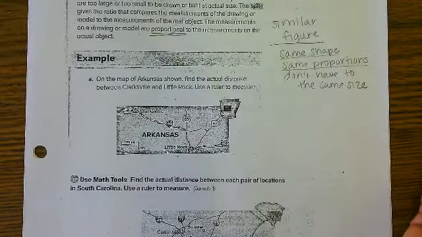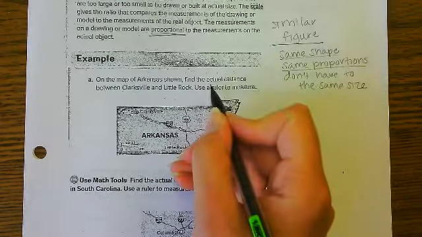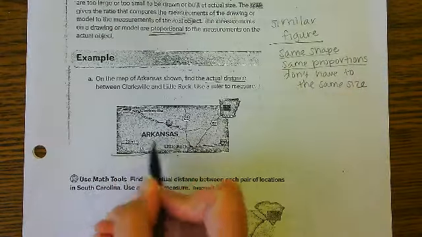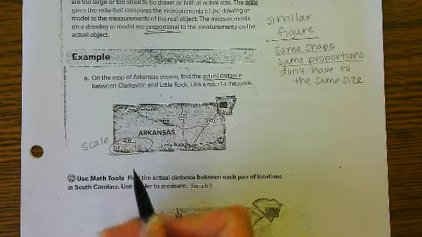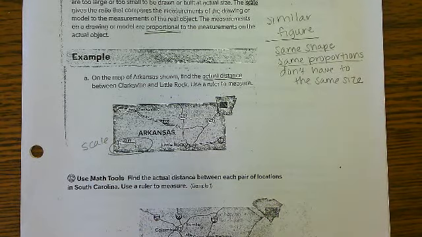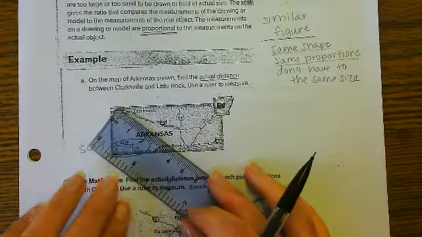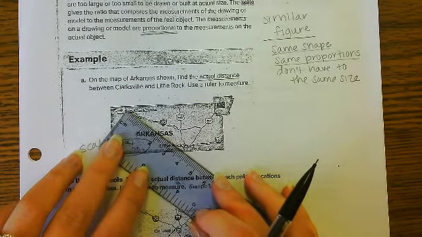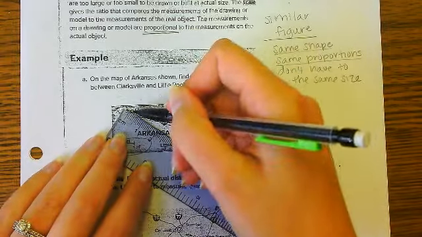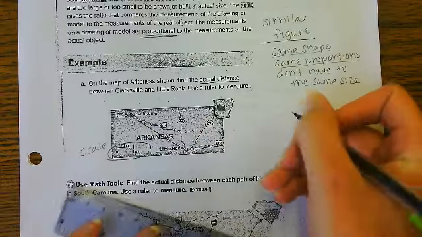So we're going to look at a few maps right here. On the map of Arkansas shown, find the actual distance between Clarksville and Little Rock and use a ruler to measure. And you can see down here is the scale. And it says that 1 centimeter on the map represents 20 miles in real life. And if I measure the distance between Clarksville and Little Rock, I'm going to use the centimeter part of the ruler. And it looks like it's about 4 centimeters long.